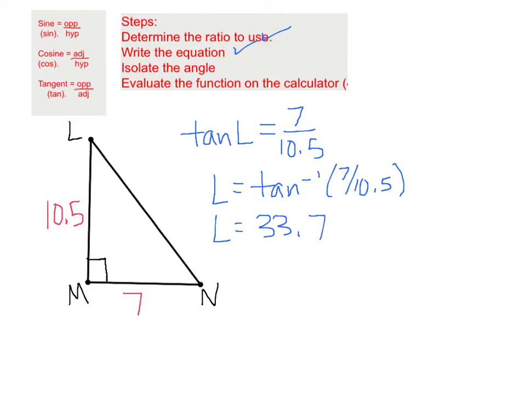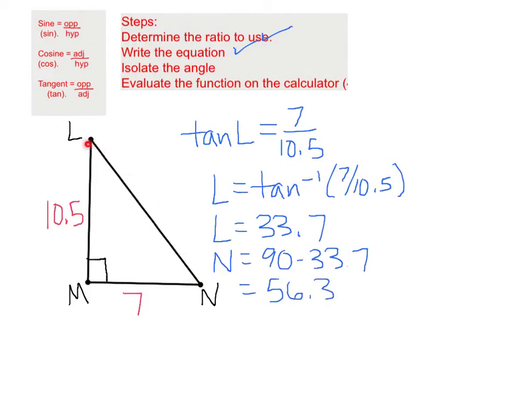To get angle N, we can simply subtract that from 90. Yay, that's easy, 56.3.